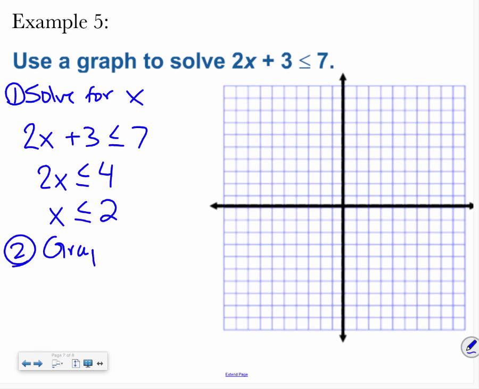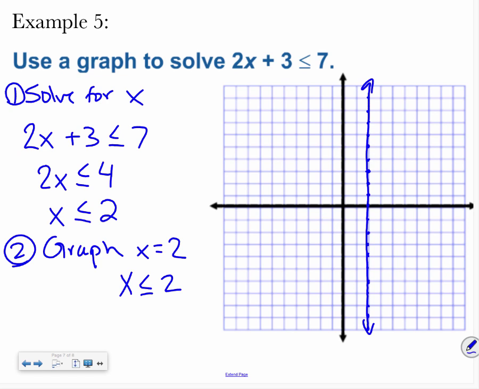And I want to graph x equals 2. So it's still the same process, but instead of y, we're going to focus on x. So where does x equal 2? X equals 2 here, here, here, all around here. Right? This is all where x equals 2. But I have x is less than or equal to 2. So is it going to be a solid or a dashed line? It's going to be solid because the same rules apply.